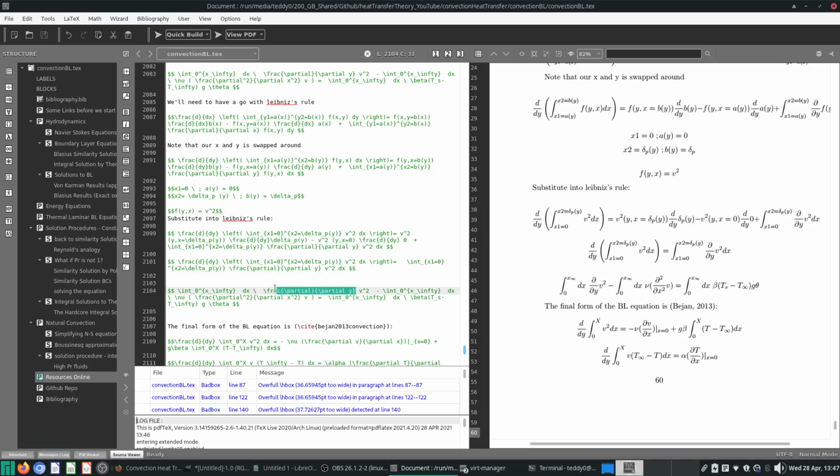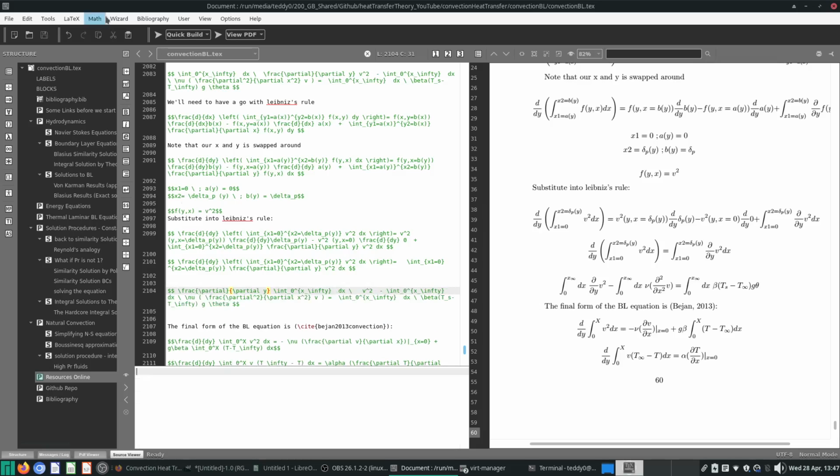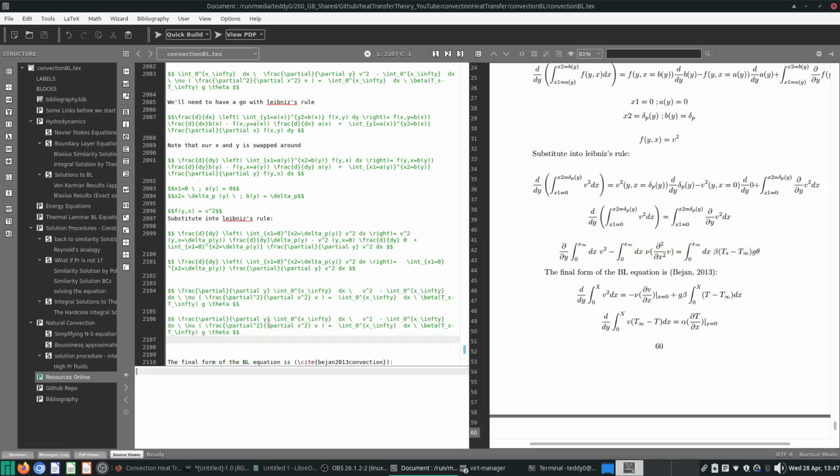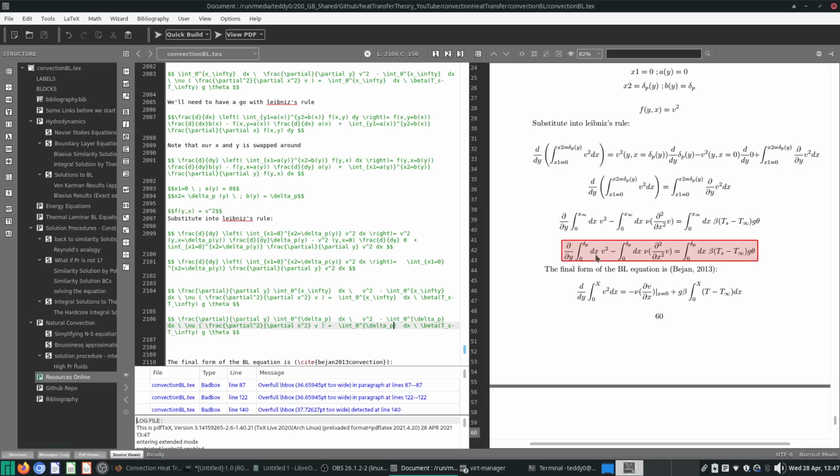So I'll take the partial by partial y outside. And of course, instead of x infinity, I can swap all these limits out for delta p. Not an issue. So that's one.